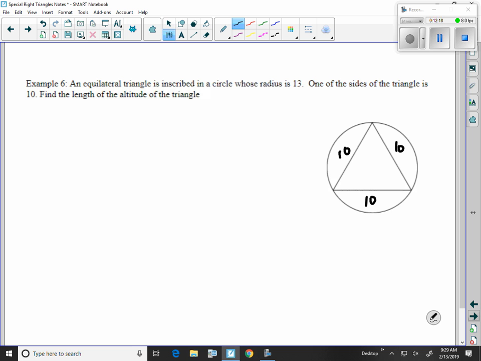Okay? So if all of the angles are equal, how am I going to find what the angles measure to? 60 all the way around. Because if we take 180, which is what a triangle adds up to, and divide it by 3 angles, 1, 2, 3, each of them would be 60. Okay, it says find the length of the altitude of the triangle. What is an altitude of a triangle? The height, yes, right here. Okay, that is the altitude of the triangle.